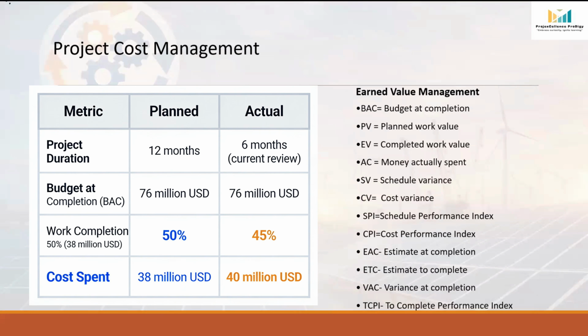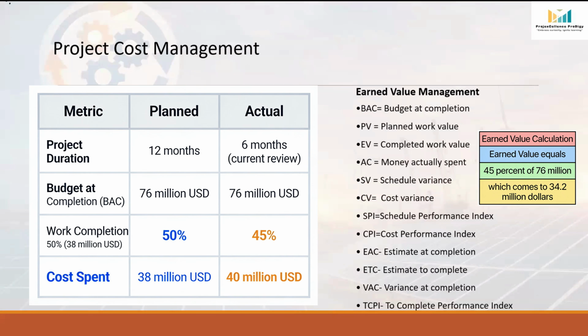Now let's move to earned value or EV. This is where many people get confused. Earned value does not mean the money we spend. Instead, earned value represents the budgeted value of the work that has actually been completed in our project. Only 45% of the work has been completed. So earned value equals 45% of 76 million, which comes to $34.2 million. Which means the value of the completed work is only $34.2 million.